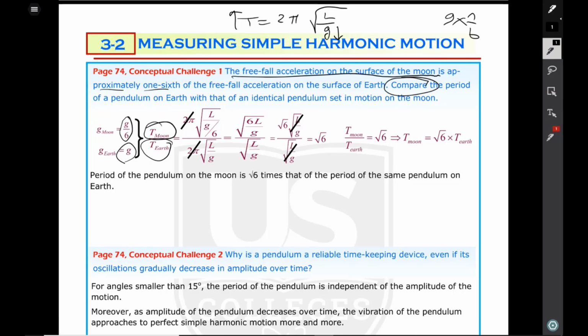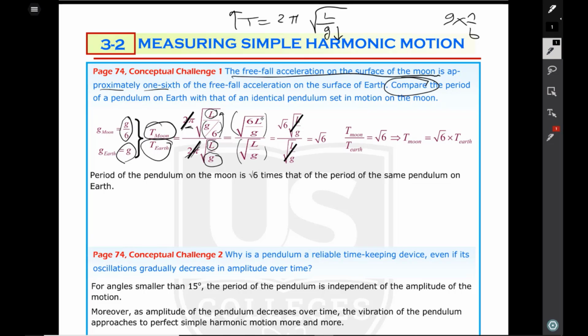Let's write the equations. Period on the moon is what? 2 pi root of L over g. L is the same for both pendulums because they are identical. But g's are different. So I will simplify the 2 pi's. Then I will flip this upside down. Remember, here is the denominator, here is the numerator. So you should flip g over 6 for the moon as 6 over g. So 6 times L over g is in here, but below is only L over g because only 2 pi simplified. Both are inside the root.